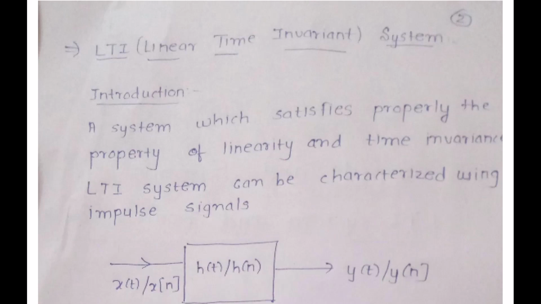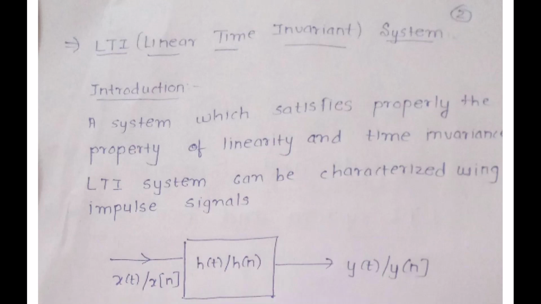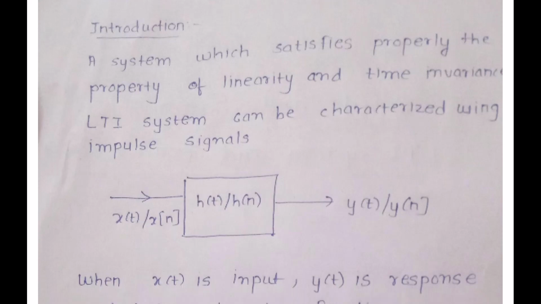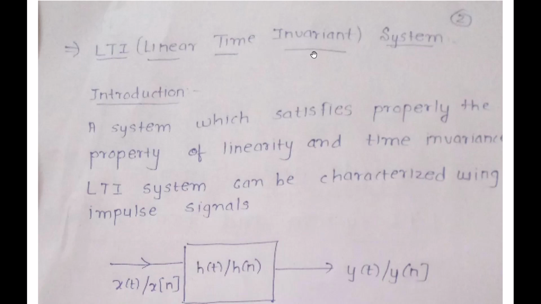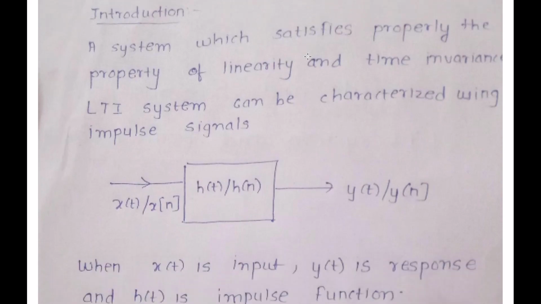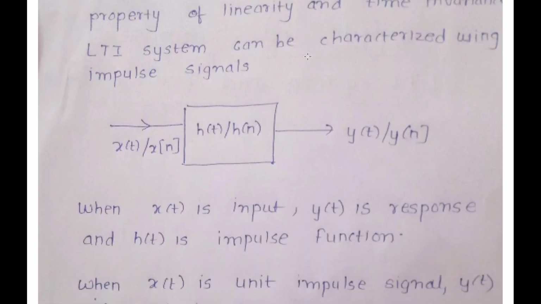So talking about the LTI system, what do you understand by an LTI system? A system which properly satisfies the properties of linearity and time invariance is said to be an LTI system. As the name suggests, an LTI system is a linear time invariant system. So if a particular system is linear and time invariant, the system is said to be an LTI system.